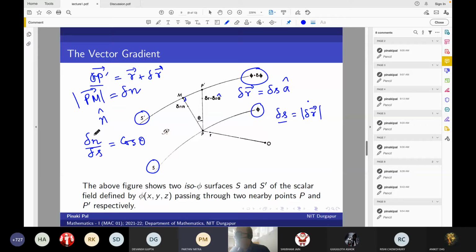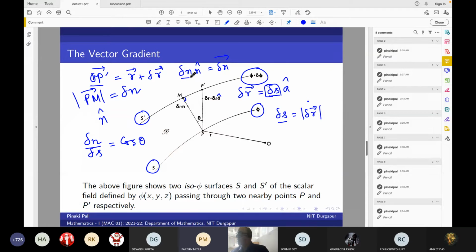Note that these deltas are small quantities. They are not differentials. This is cos theta. Delta s is not a vector, it is a scalar. This is the absolute value of this delta r vector. And delta n is the absolute value of this delta n vector. This is basically delta n cap, and the absolute value of this delta n vector, which is the vector PM, is equal to delta n.